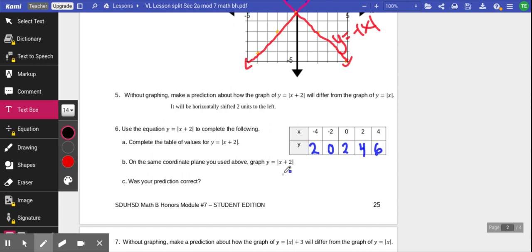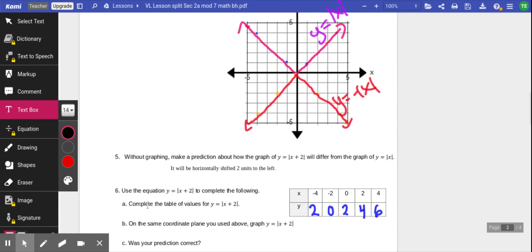On the same graph above, graph it. So moving back up the screen. At -4, I would be at 2. At -2, I would be at 0. At 0, I would be at 2. At 2, I would be at 4. Okay, so I'm making my graph there. And I see that I just got scooted over to the left by 2. Okay, so was my prediction correct? Yes.